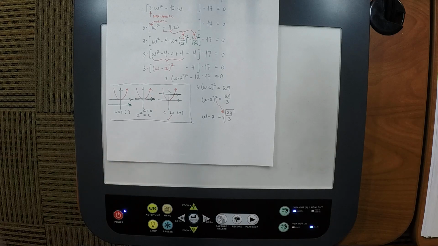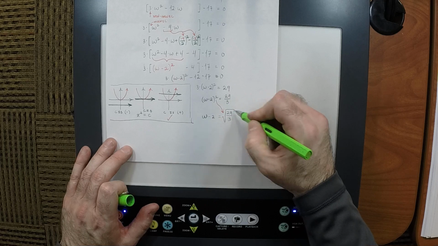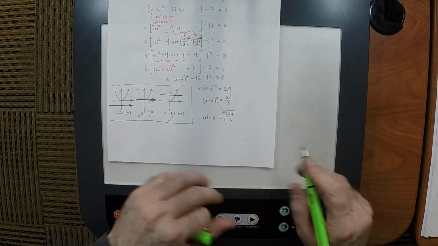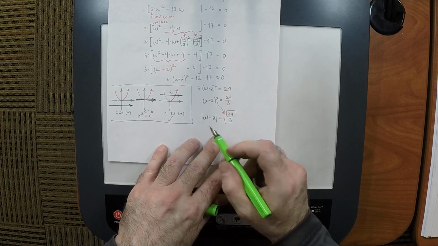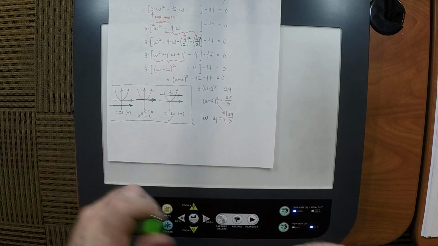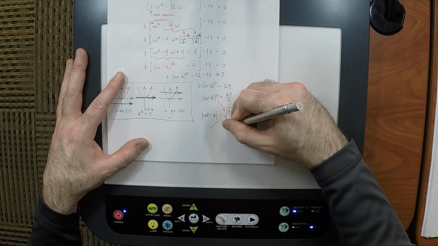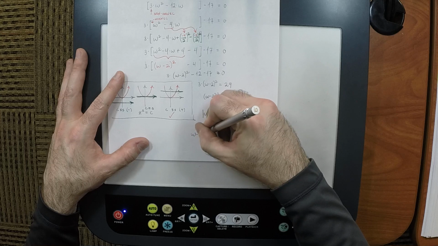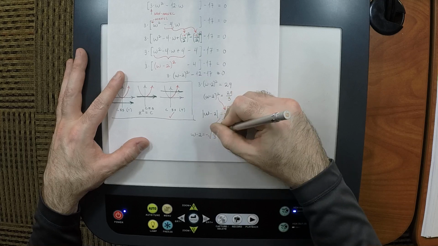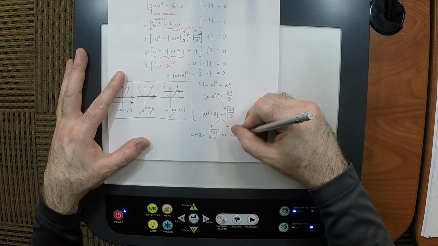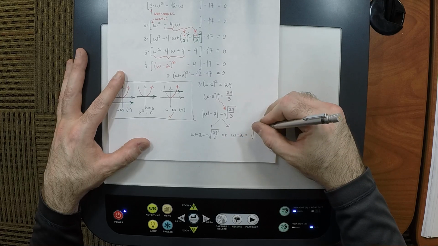So what happens is that you want this square to go to the other side and become square root, but in some sense it can't make it all the way over there, and behind it leaves this absolute value. So now there's two possibilities: either w minus 2 is negative square root 29 over 3, or w minus 2 is positive square root 29 over 3.